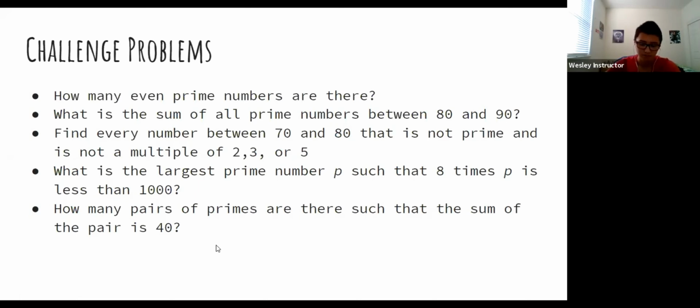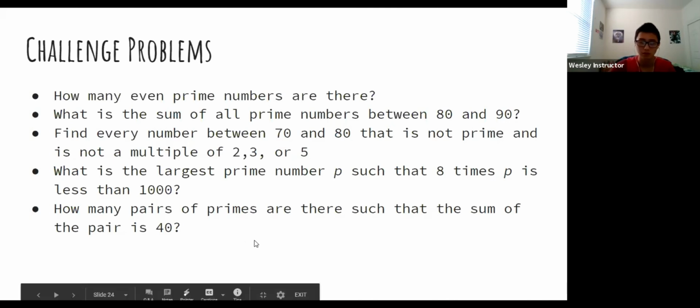That's basically half. So just add up all the odd numbers and see which ones work. And once we do that, we find that the only pairs that work are 3 plus 37, 11 plus 29, and 17 plus 23. So that leaves us with only 3 pairs. So the answer is 3.